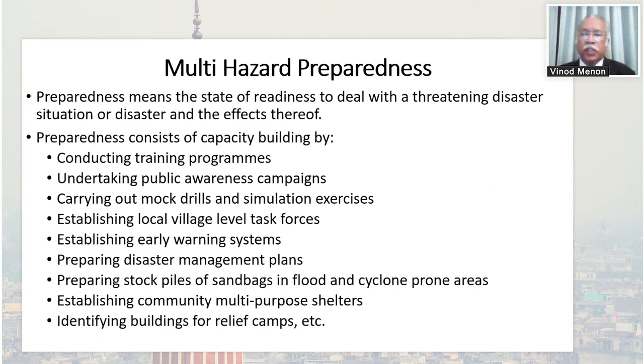And so we have a national disaster management plan, which was prepared in 2016. And again, it was updated and revised in 2019, which looks not only at disaster management, it also looks at vulnerability reduction and poverty reduction by addressing sustainable development goals, addressing the climate change impacts, and so on. So we have the National Disaster Management Plan of 2019. Copies are available on the website ndma.gov.in. And preparing the stockpiles of sandbags in flood and cyclone-prone areas, community preparedness, and establishing community multipurpose shelters, identifying buildings for relief camps in high ground, and so on. These are some of the areas.